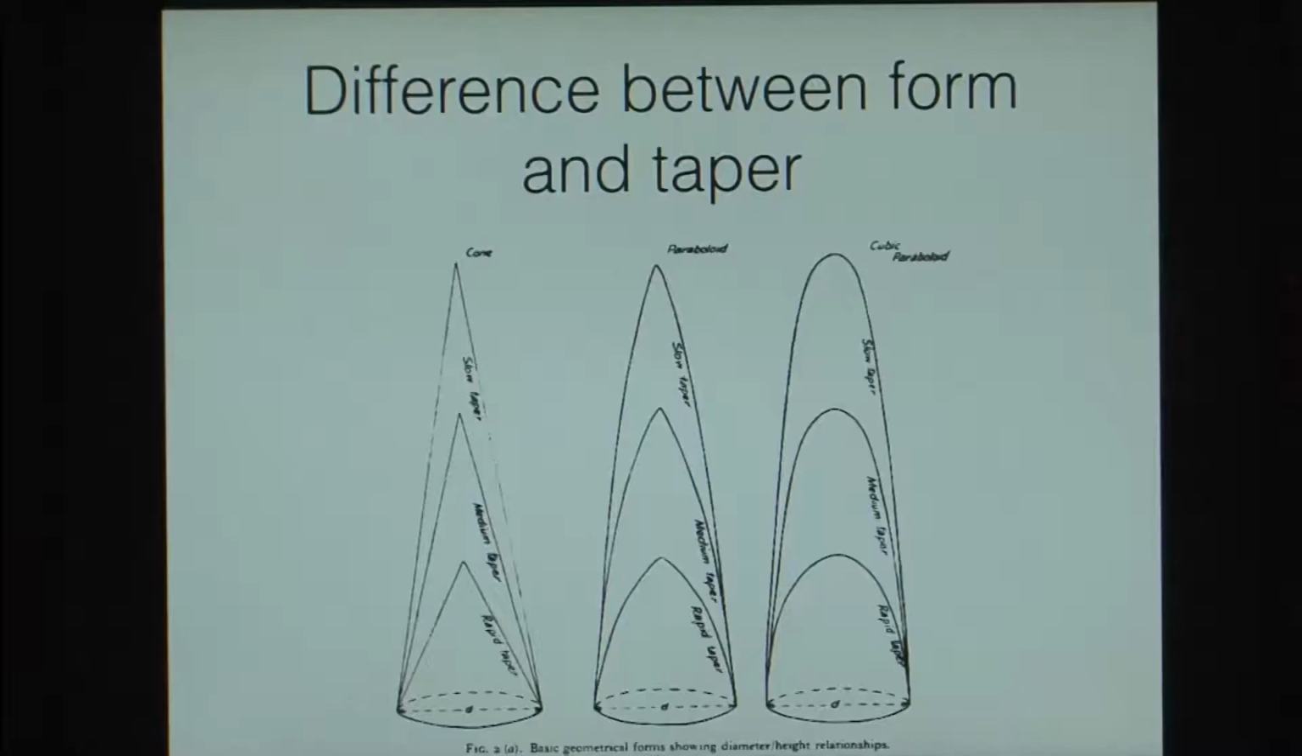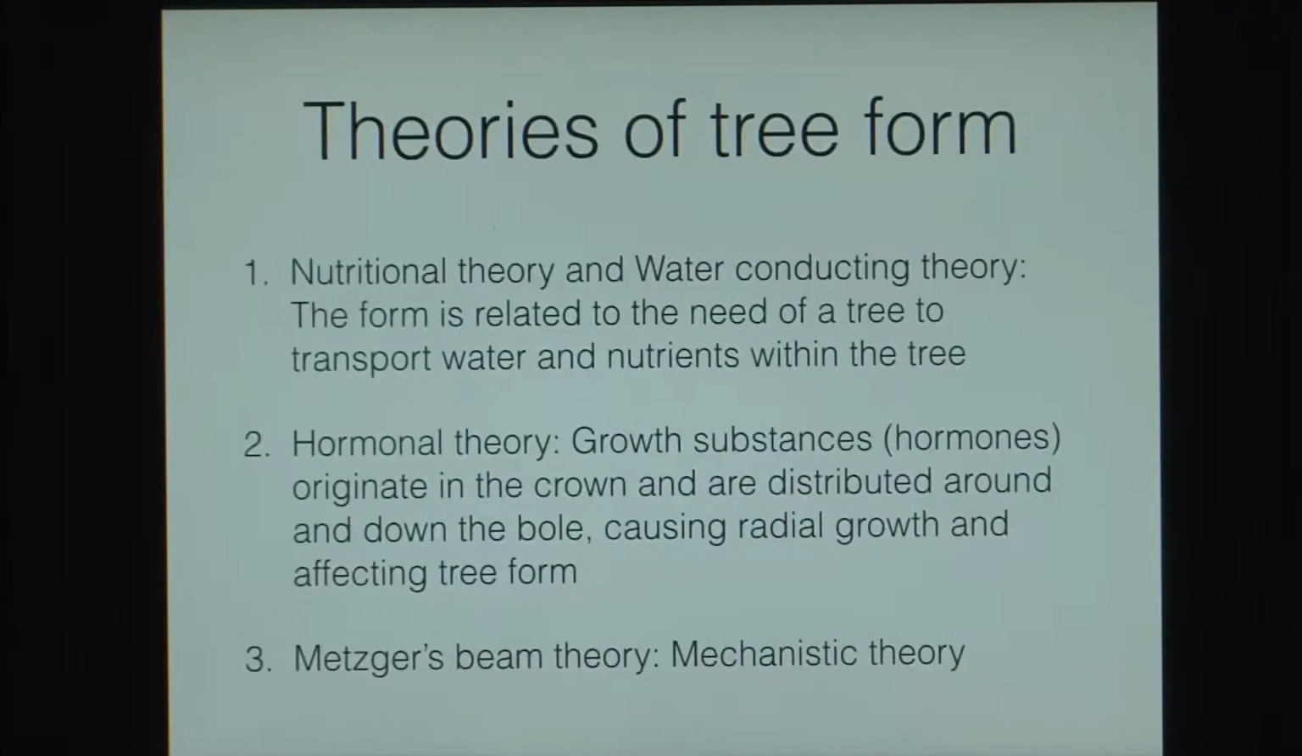So, coming back to the slide, here also we can observe that we have different forms for the same taper and different tapers for the same form. Now, what are the theories of tree form? We have 3 most important theories, or rather 4 most important theories of tree form. The nutritional theory and the water conducting theories relate the tree form to the need of the tree to transport water and nutrients within the tree. So, if we tried to optimize water and nutrient conduction through pipes, a tree form would appear to be the most optimized shape. So, what do we mean by that?